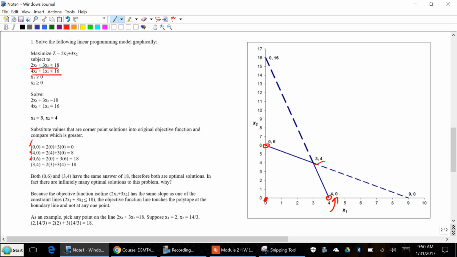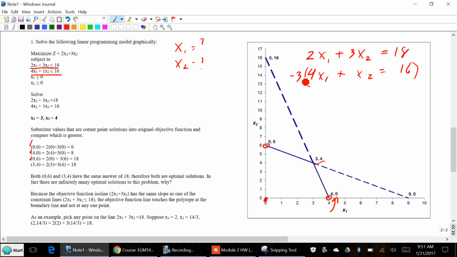So how do we go about doing this? Well, we have two equations: 2x1 plus 3x2 is equal to 18, and 4x1 plus x2 is equal to 16. So now we want to solve for x1 and x2. And how do we go about doing that? Anyone remember how to do that? Multiply and subtract out, substitution. There's a couple ways.